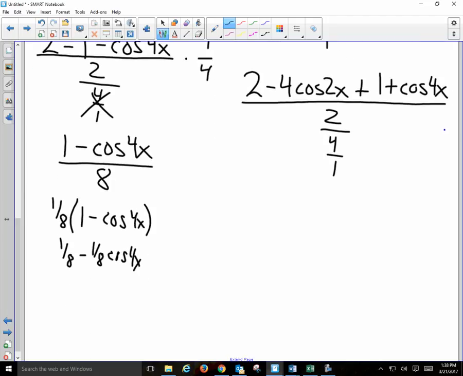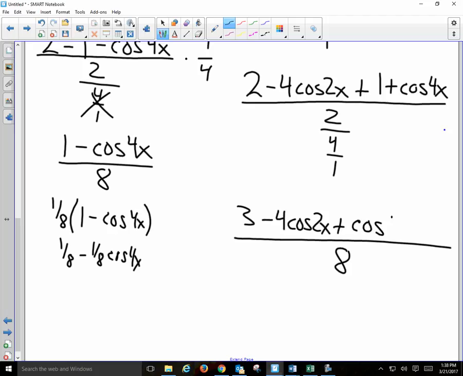Okay, what's going to be my new denominator? 8. What can I combine in the numerator? So 3 minus 4 cosine of 2x plus the cosine of 4x. And again, you could factor out the 8, write as 1/8. Got all sorts of options.